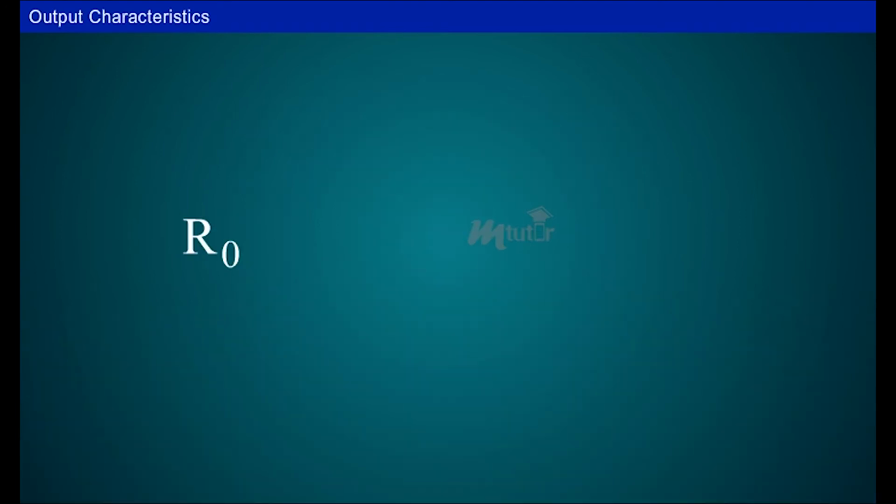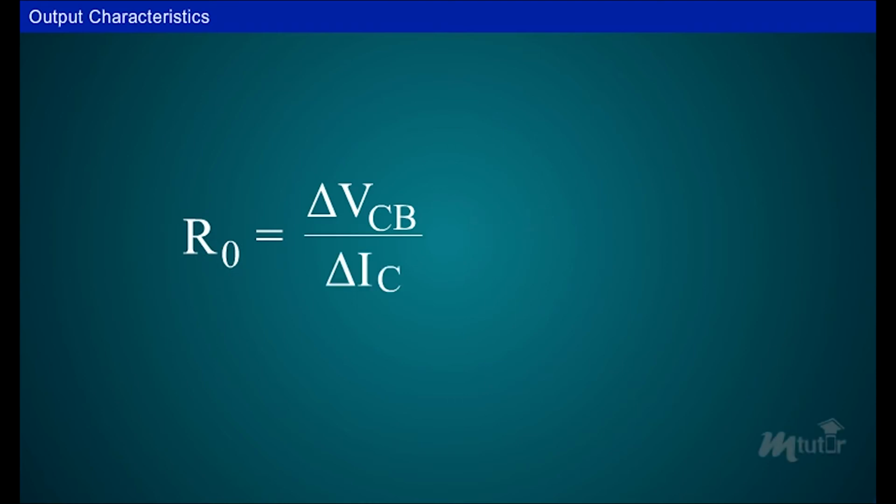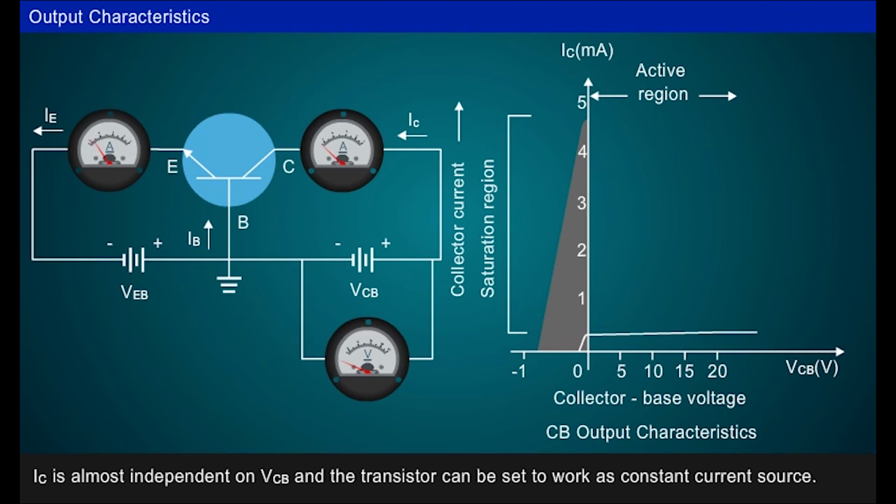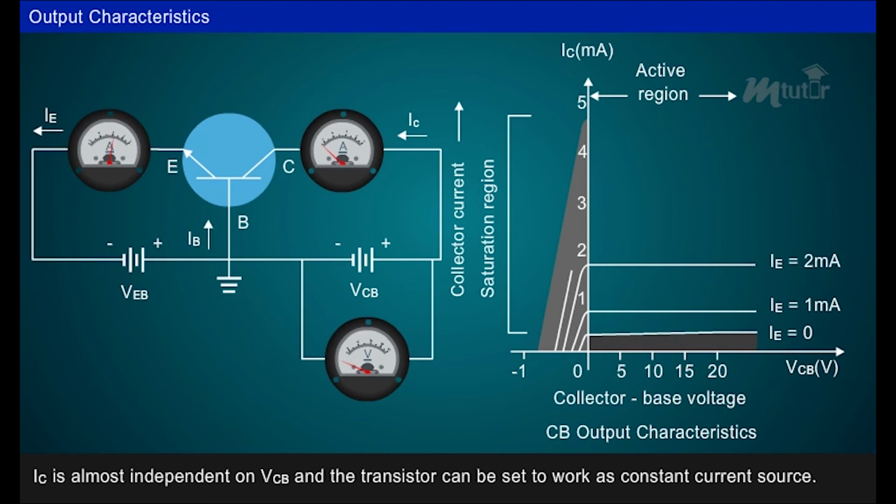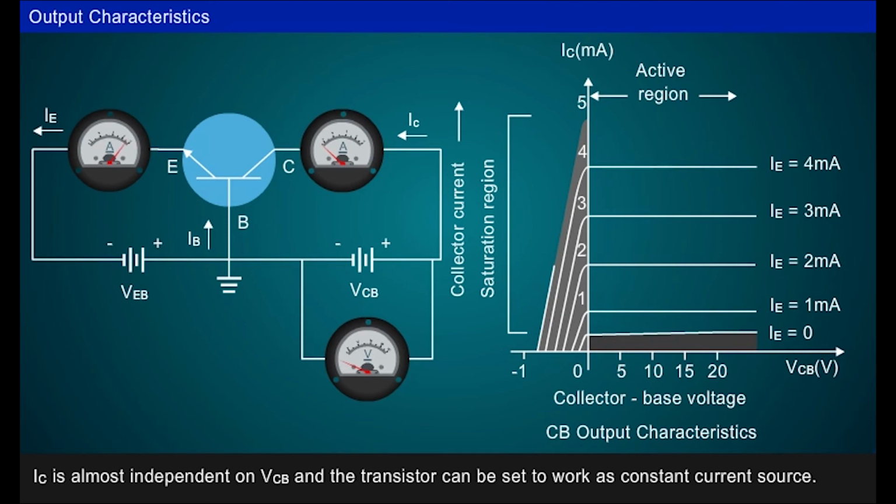Dynamic output resistance is the ratio of change in collector base voltage to the resulting change in collector current at constant emitter current IE. As IE increases, IC also increases. Thus, IC depends upon input current IE but not on collector voltage. Hence, input current controls output current.